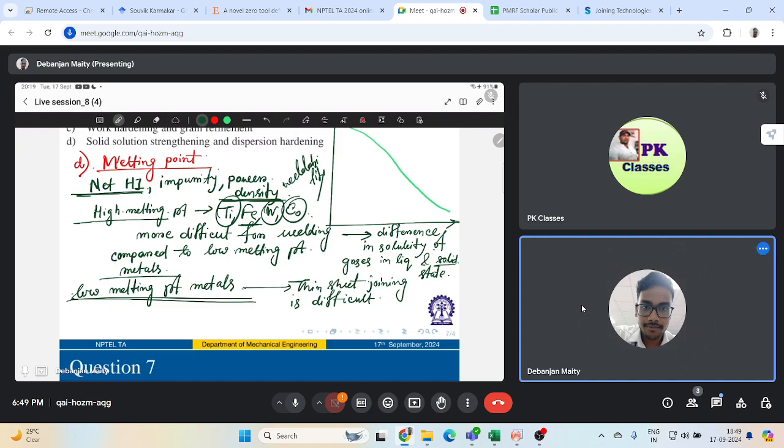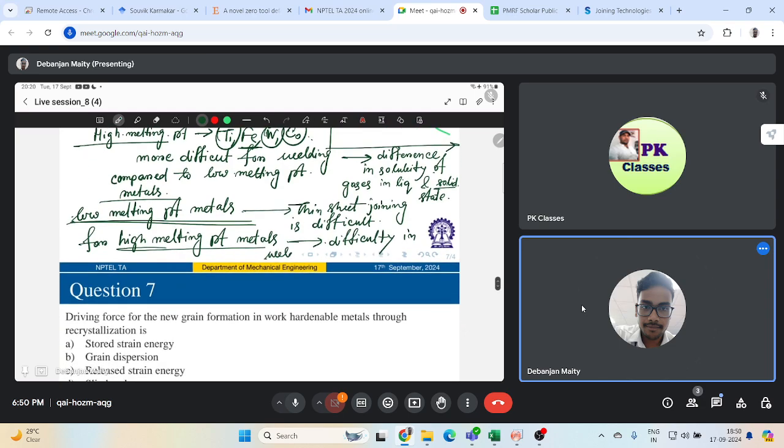On the other hand, high melting point metals impose difficulty in melting of faying surfaces, so difficulty in welding.